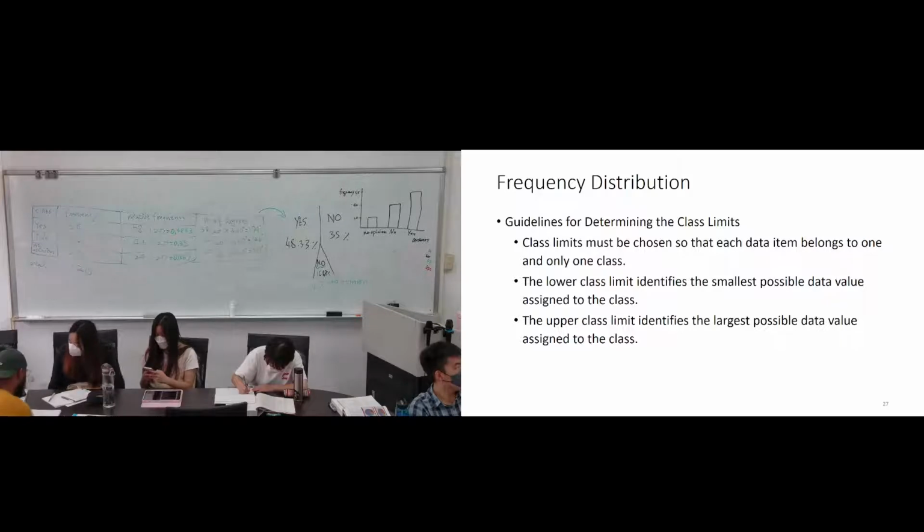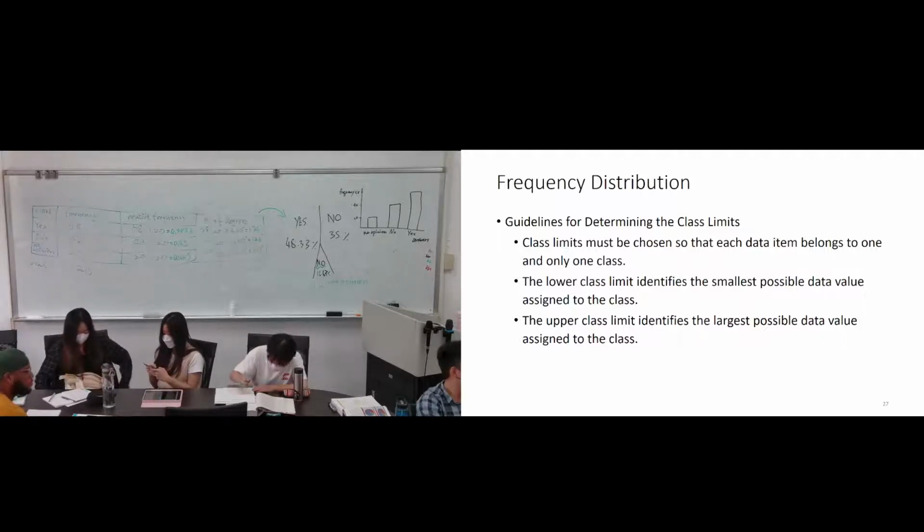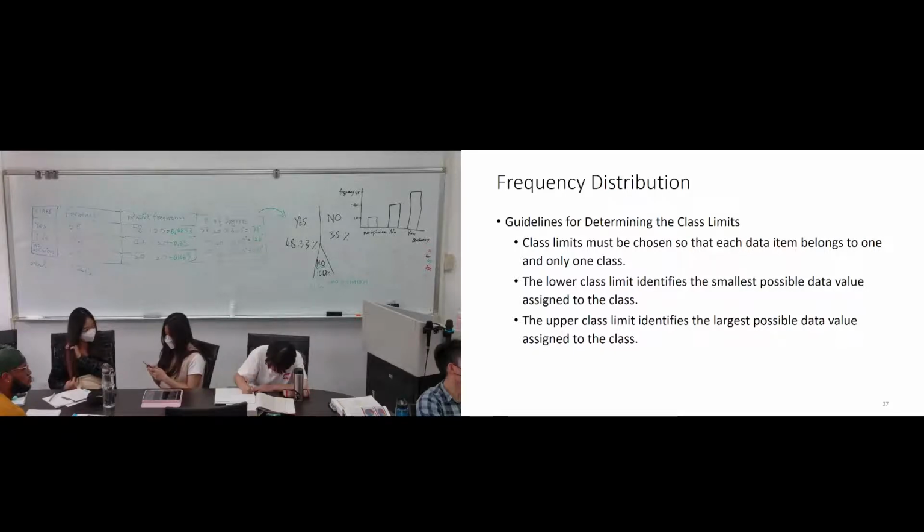And what does the class limit mean? We have to choose the class limit so each data item belongs to one and only one class. Usually in a class, we can see the lower class limit and the upper class limit. The lower class limit identifies the smallest possible data value assigned to this class, and the upper class limit identifies the largest possible data value assigned to the class.